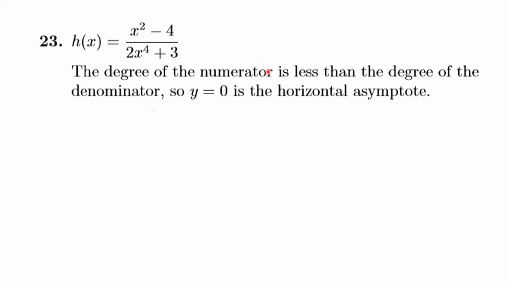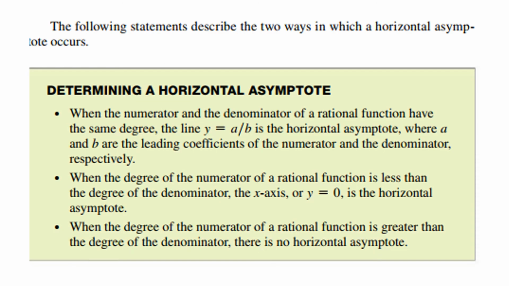Well, the degree of the numerator is less than the degree of the denominator, so as this gets very, very large, y equals 0 is the horizontal asymptote. And this summarizes some of the rules that we talked about already. When the degree of the numerator and degree of the denominator of a rational function are the same, the ratio y equals a over b is the horizontal asymptote, where a and b are the leading coefficients of the numerator and the denominator respectively.